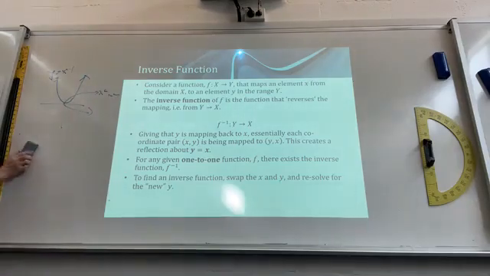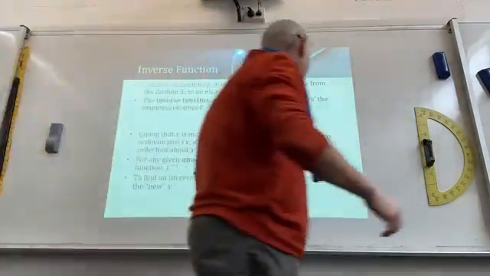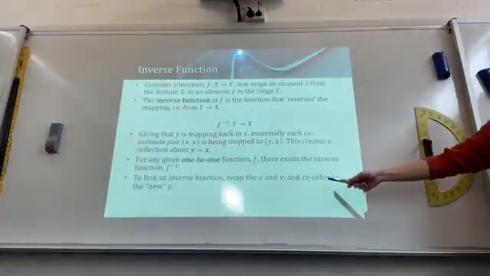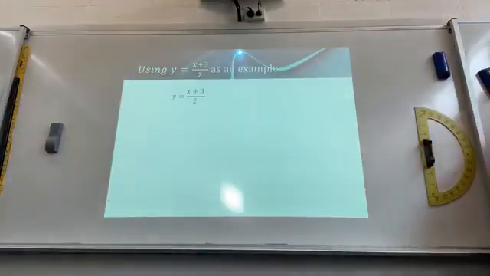To find an inverse function, swap the x and y, then solve for the new y. Let's use this as an example.